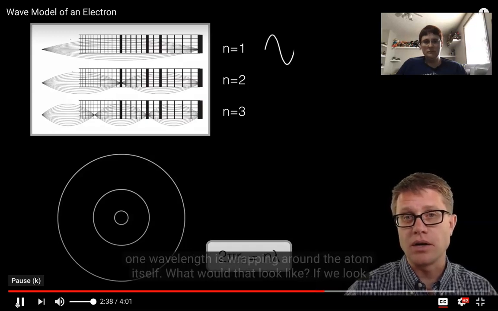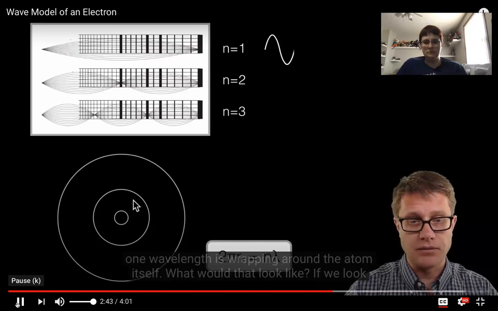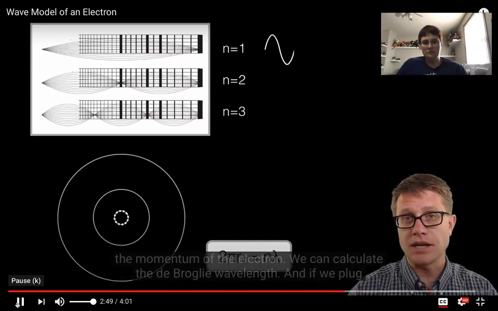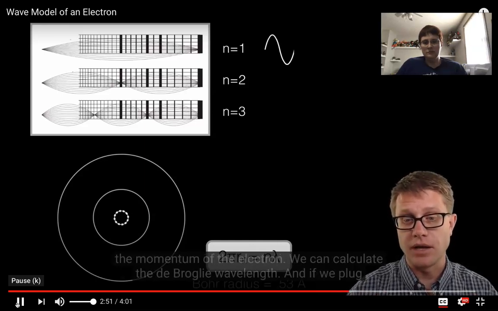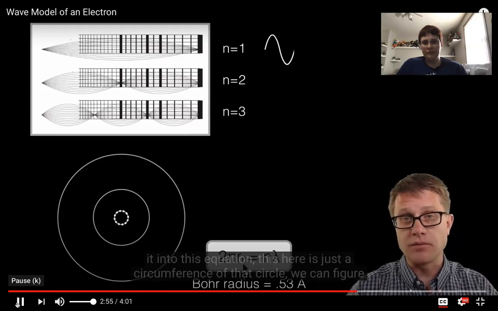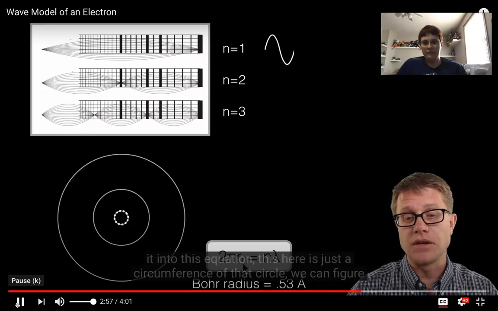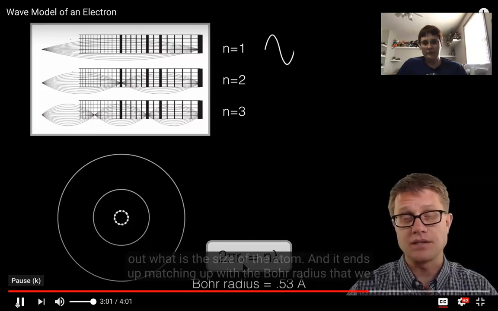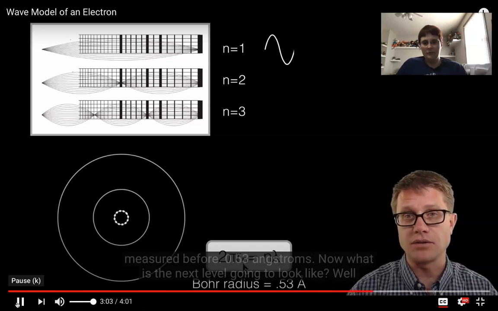What's really going on is one wavelength is wrapping around the atom itself. What would that look like if we look here at this first orbital? It's going to look like that. Now we know something about the momentum of the electron. We can calculate the de Broglie wavelength, and if we plug it into this equation, this here is just the circumference of that circle, we can figure out what's the size of the atom, and it ends up matching up with the Bohr radius that we'd measured before, 0.53 angstroms.